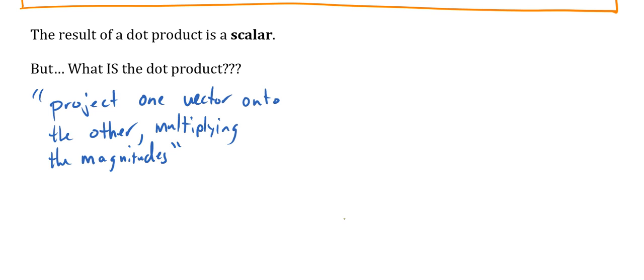But this diagram, I think, will help us see what's going on. Let's say this is vector B. And vector A looks like this, so I'm going to go tail to tail. I'm going to draw them.